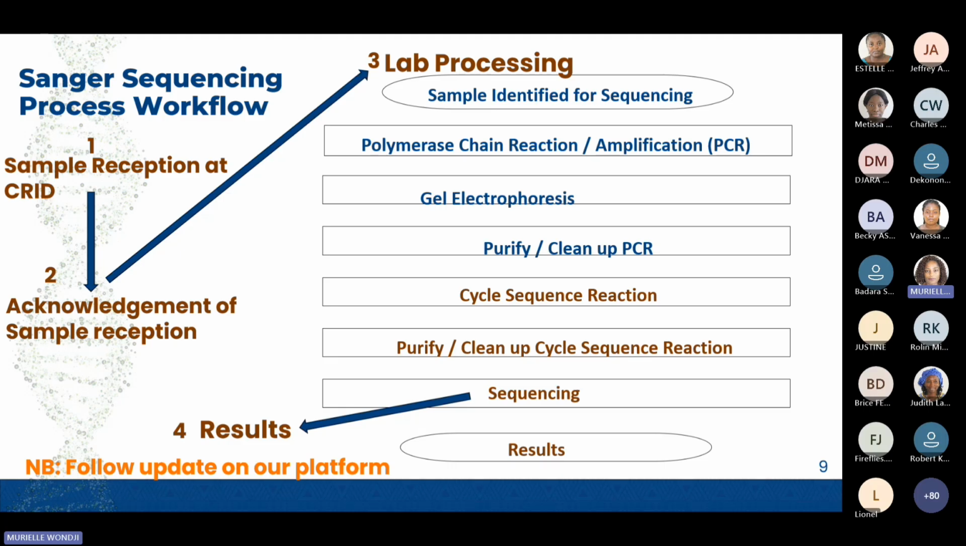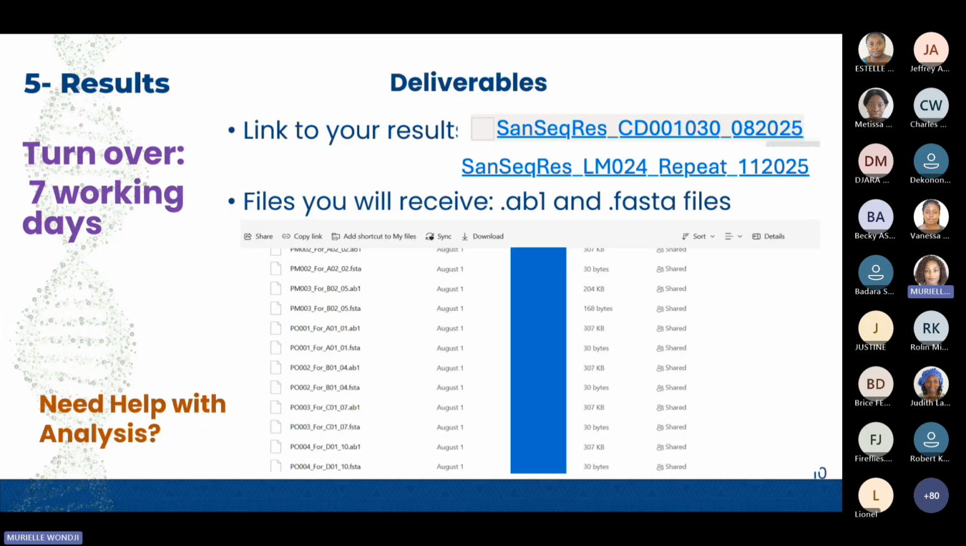Then we go through the equipment now with the purified product for the proper sequencing, and the results will be sent to you. We aim to have a 7 working days turnaround. These 7 working days will be counted from the moment we have acknowledged the reception of your samples in the lab. And the deliverable, the results, will be presented as this different link.